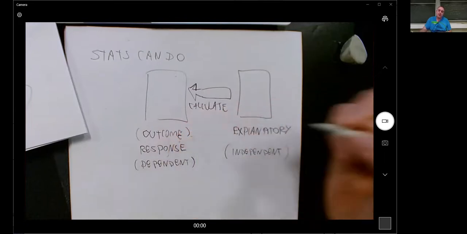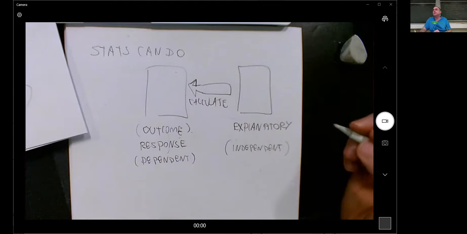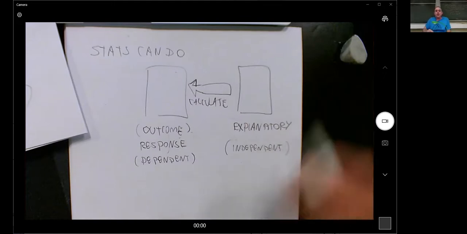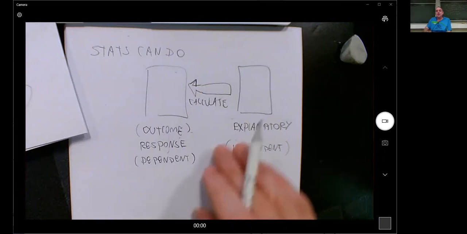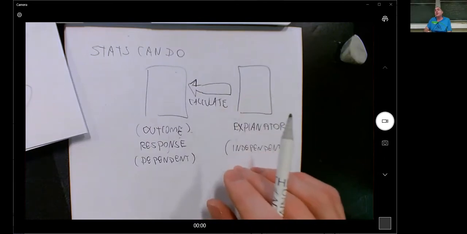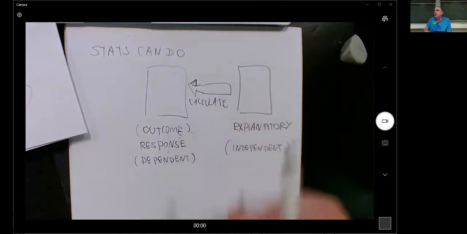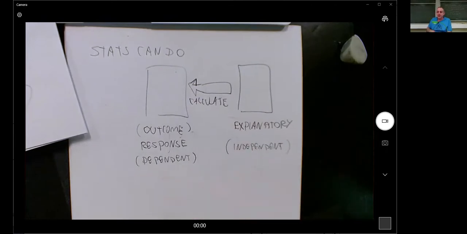But in science, you call it a dependent variable. So the words dependent and independent are science words, not statistics words. They're about experimental design. You talk about these are the independent variables. They're the ones I'm capable of controlling in my experiment. And the dependent variable is the thing that happens.